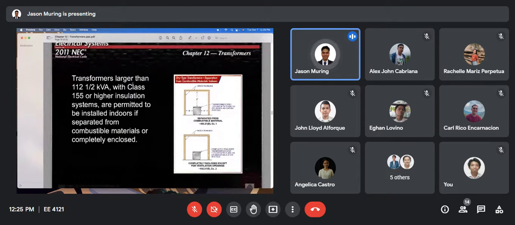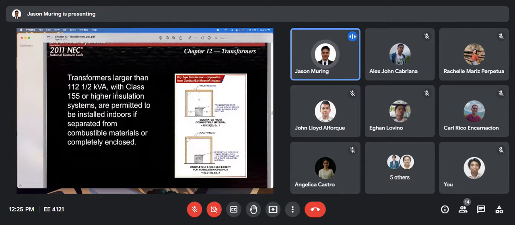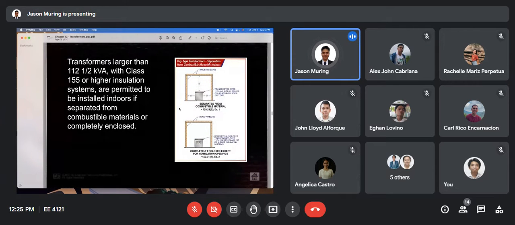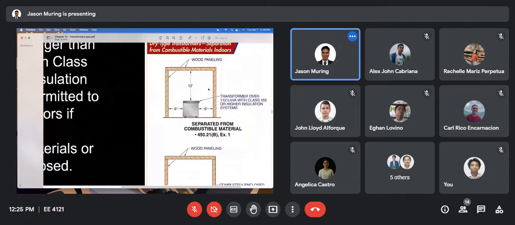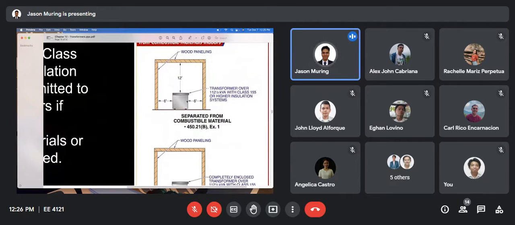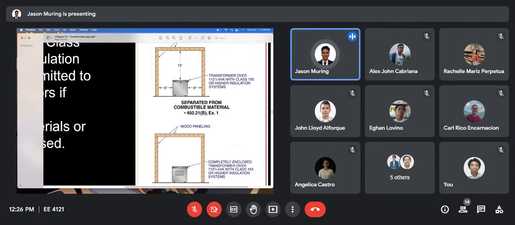Okay, then for transformers larger than 112.5 kVA, with this class of insulation, they are permitted to be installed indoors if separated from combustible materials. So like this, we have these minimum clearances. From the sides we have 6 and the top we have 12. So this is just for sizes greater than 112.5.